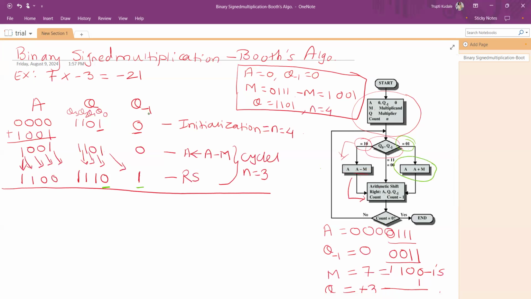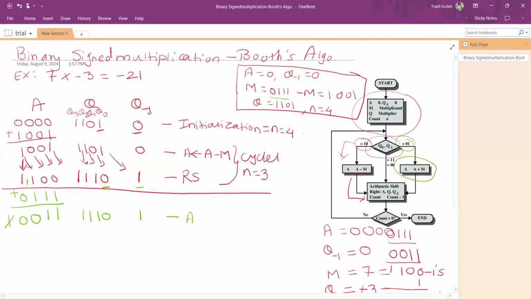Okay. So A plus M means whatever is my A value, I'm going to add into it my M value, that is 0, 1, 1, 1. Okay. So 0 plus 1 is 1, 1 plus 1 is 0, carry 1, 1 plus 1 is 0, carry. So after 4 bits, whatever bit you will get, that will be discarded. So fifth bit will get discarded. And Q and Q minus 1 will remain same.